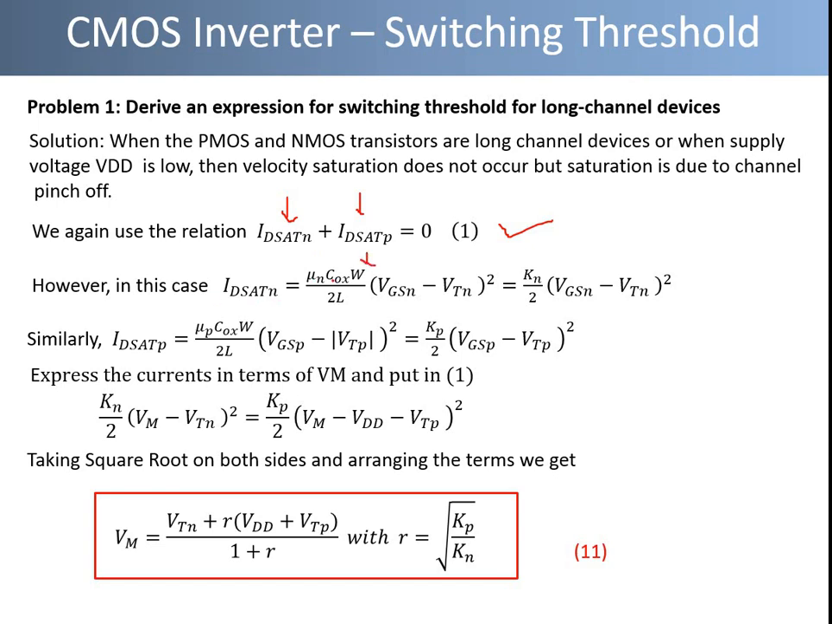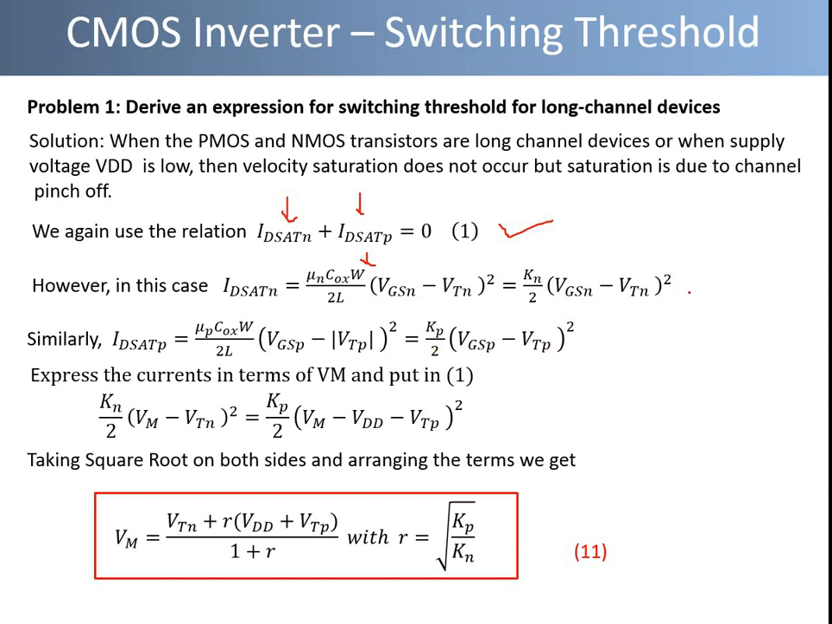mu N COX W by 2L multiplied by overdrive voltage square. Similarly, ID sat P is equal to mu P COX W by 2L multiplied by the absolute value of overdrive voltage with its square. And we know that mu N COX W by L and mu P COX W by L are equal to the gain factors Kn and Kp.